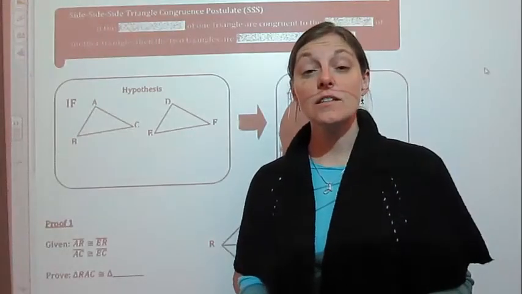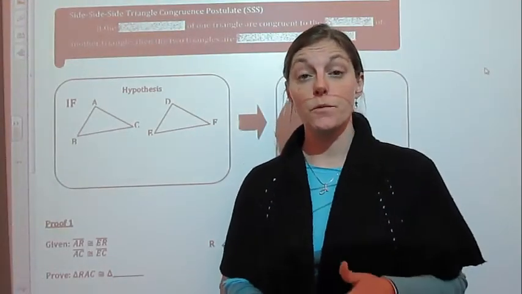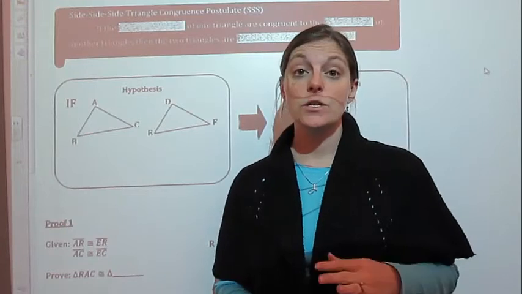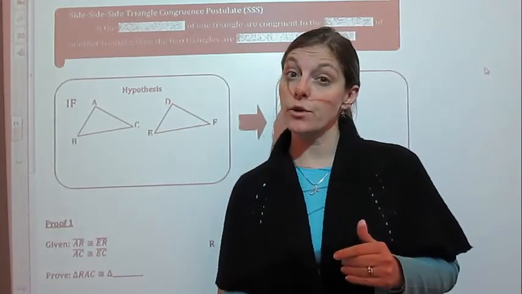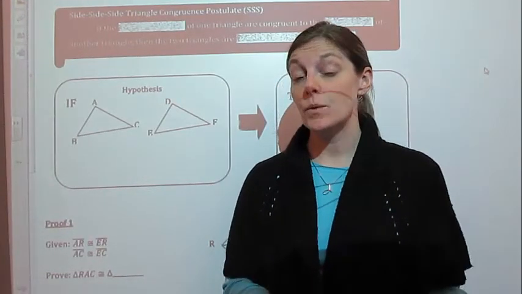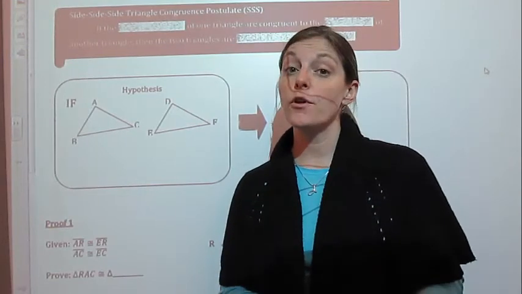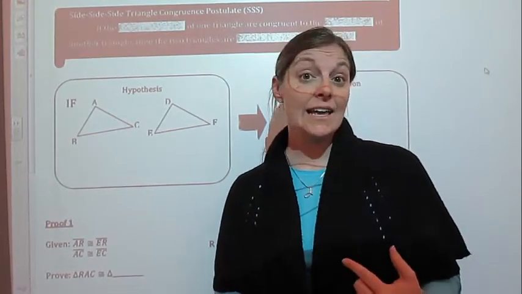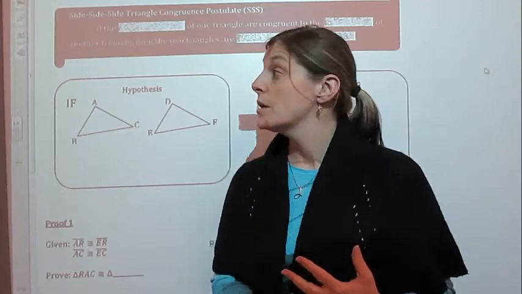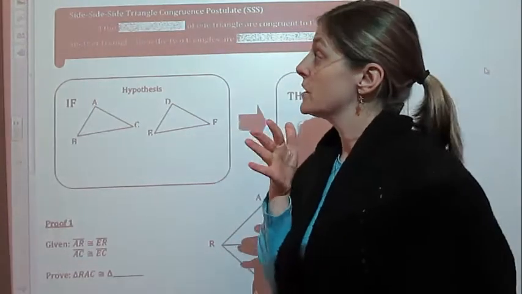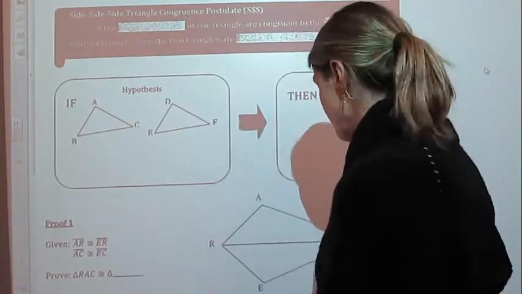All right, so we've talked about the combinations of three parts of a triangle and which combinations can be used to prove that two triangles are congruent and which ones can't. Remember that side-side-angle and angle-side-side cannot be used. Okay, so let's take a look at our first one, the side-side-side triangle.